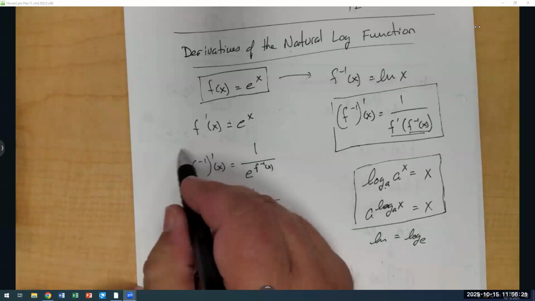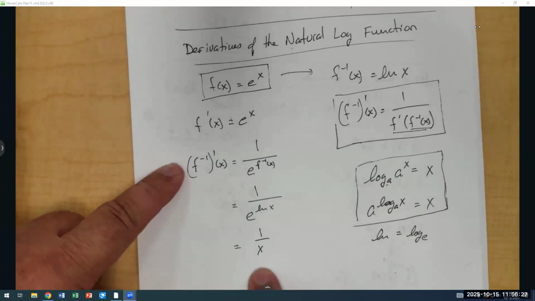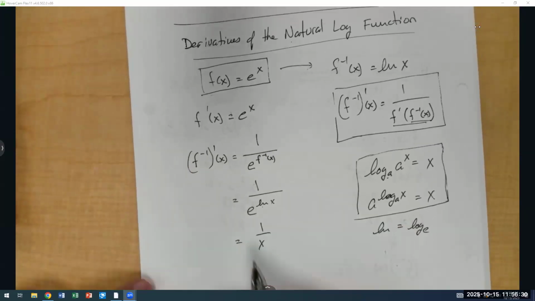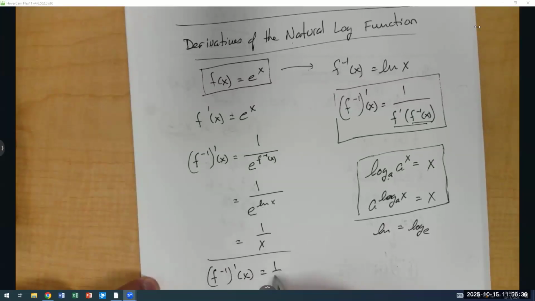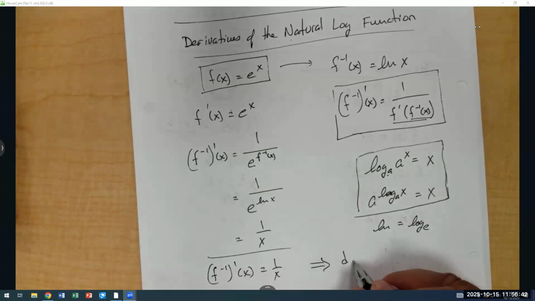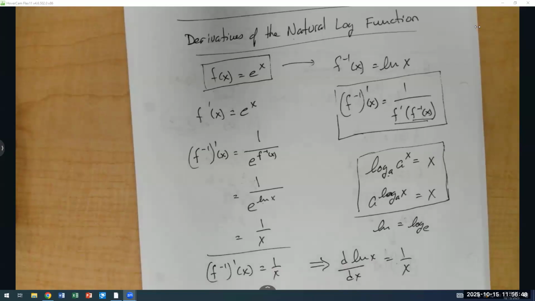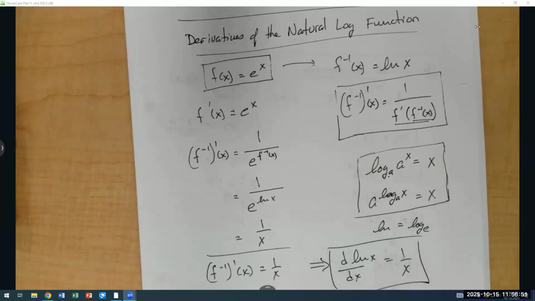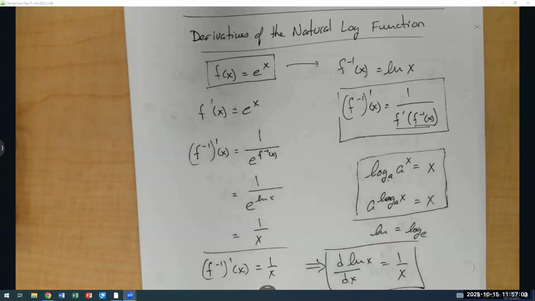Now, what does this show us here? What did we just find right here? If we had to sum it up, what it's telling us is the inverse function derivative is that. So what that tells us is the derivative of ln x dx is 1 over x. There is our derivative of our natural log function. Because of what we just found here.